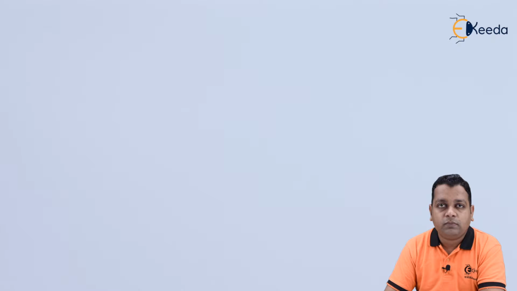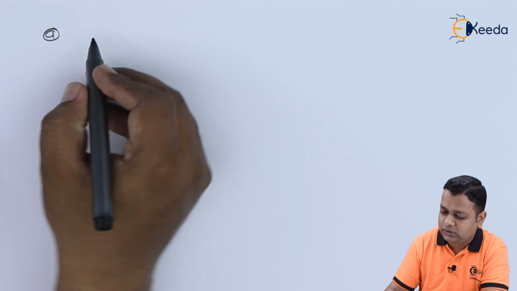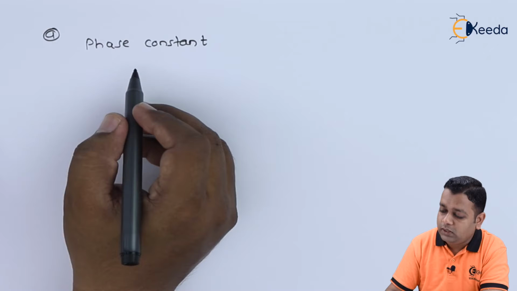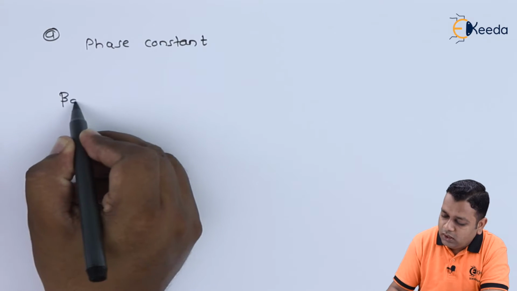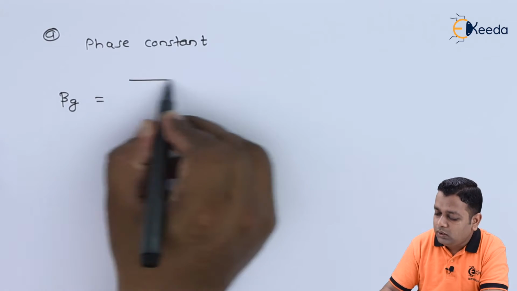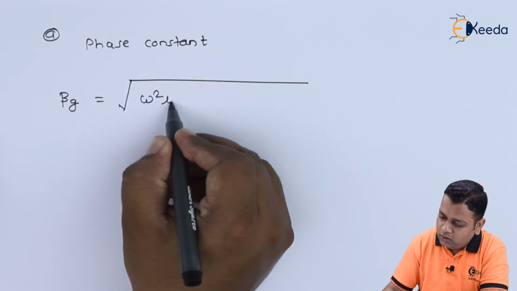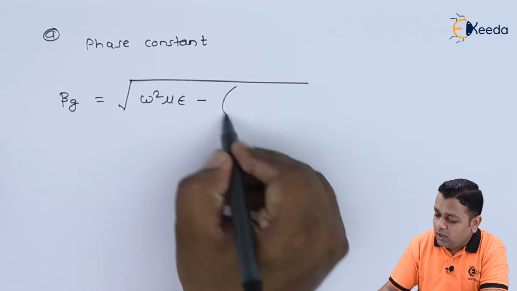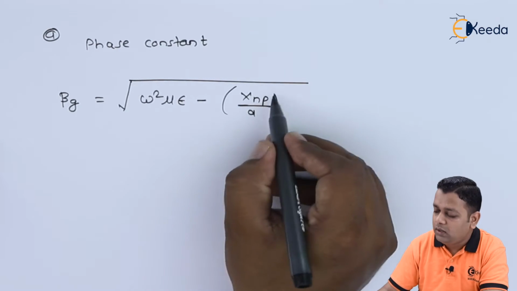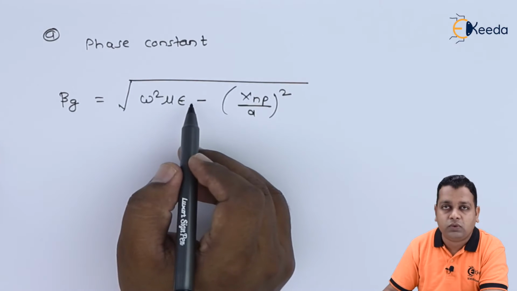As per the problem statement, very first of all, in part A, we are asked to determine the phase constant. So the phase constant inside the waveguide is denoted as beta suffix g, and we have the formulation to determine the value by taking square root over omega square mu epsilon minus the ratio of x suffix np to that of small a, the radius of the waveguide, which is to be squared in the second term here. So this is all under square root here.